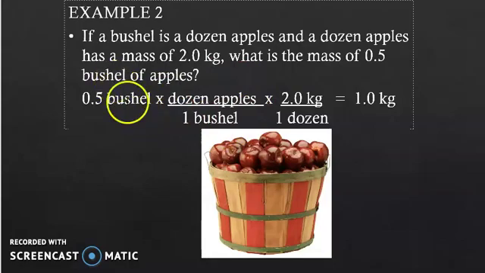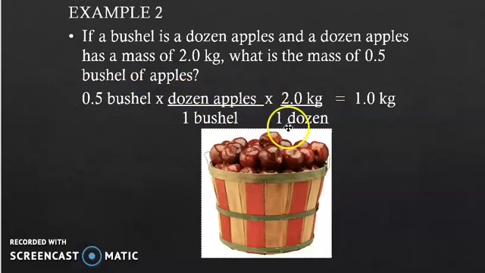I'm going to put bushel on the bottom so that I can cancel out that unit because I don't want my answer in bushels. I want my answer in kilograms. So I have 0.5 bushel, 1 dozen apples is equal to 1 bushel. My next conversion factor is I know that 1 dozen apples is equal to 2.0 kilograms. I'm going to put the dozen apples on the bottom so my dozen apples unit can cancel out again. And then I take 0.5 times 1 times 2, divide by 1, divide by 1 to get 1 kilogram.